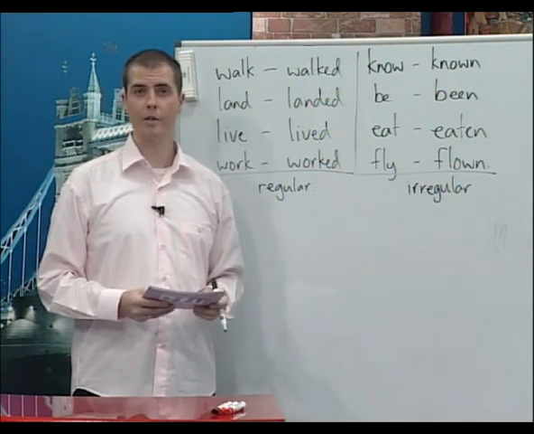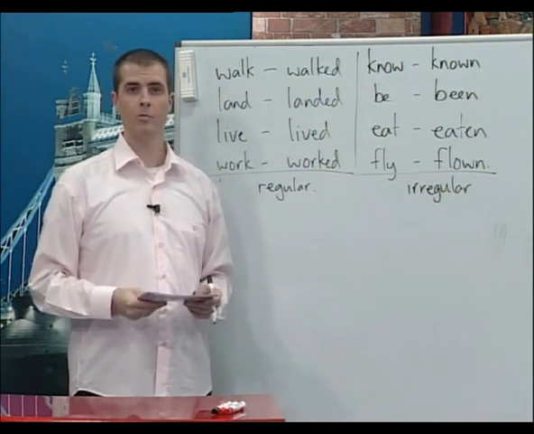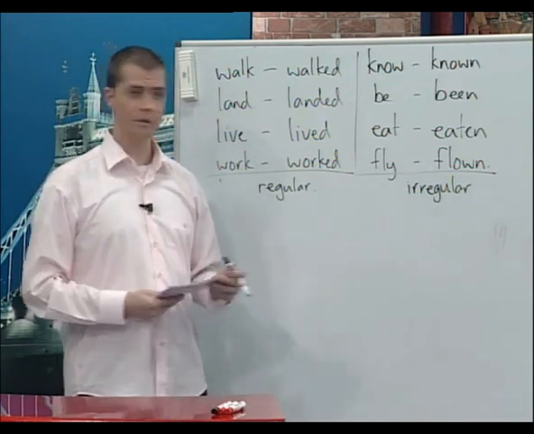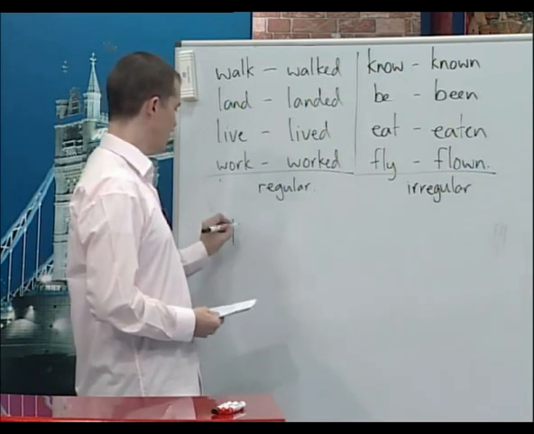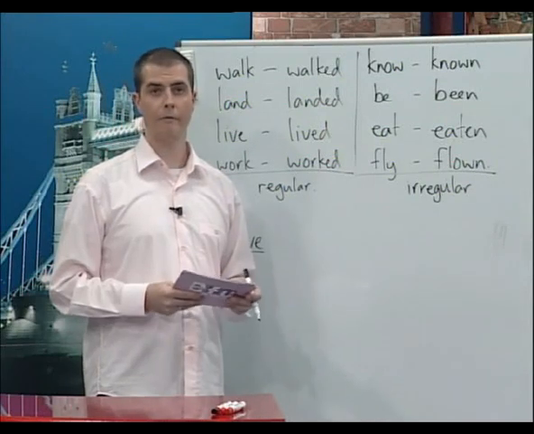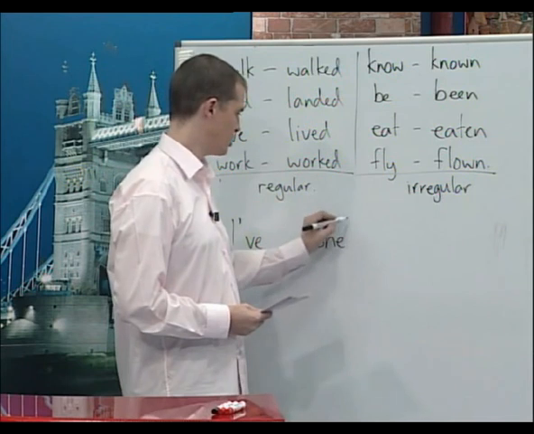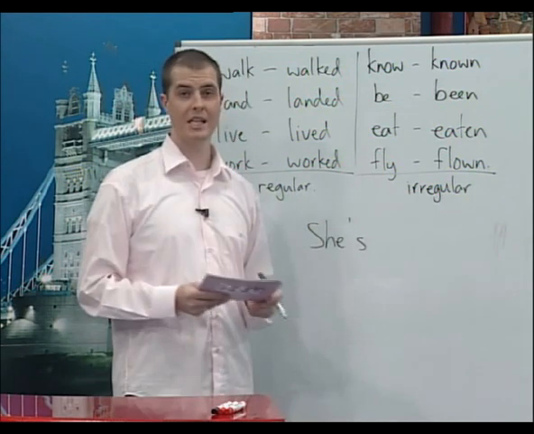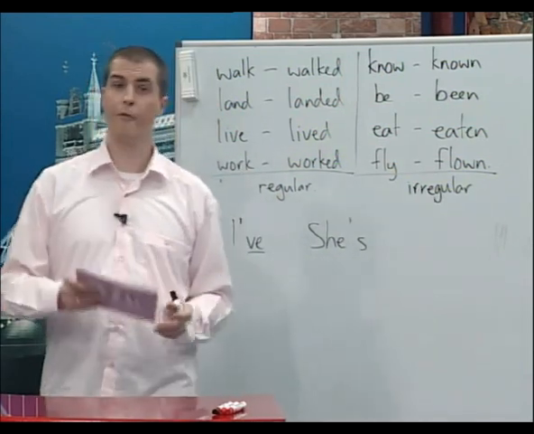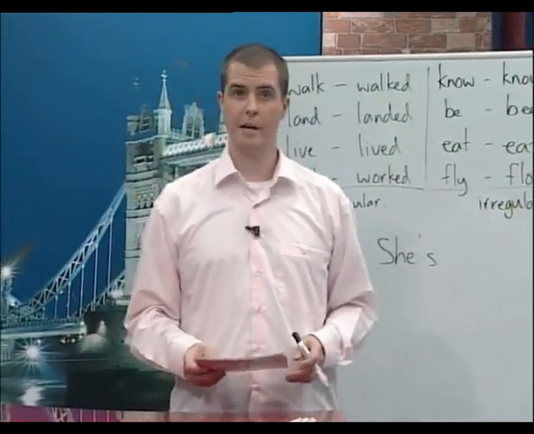So we use have with I and you, we, they, or a plural noun, and we use has with she, he, it, and a singular noun. Now, if we have pronouns, for example, I, then have becomes 've, I've. Or if we have, for example, she, then it becomes just 's, she's. Already, yet, and just are frequently used with the present perfect. Well, let's practice some of these now.